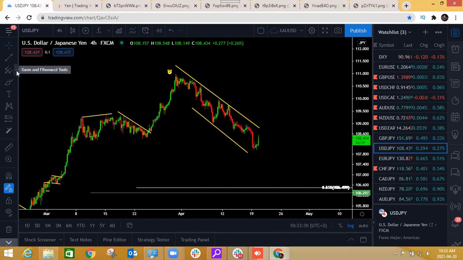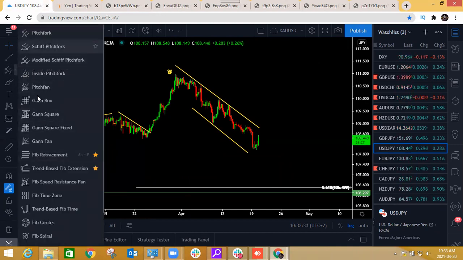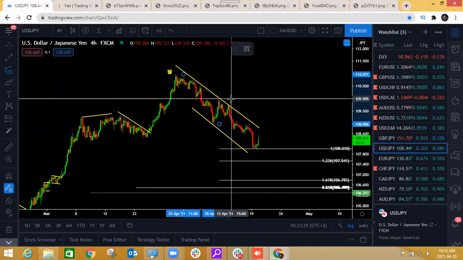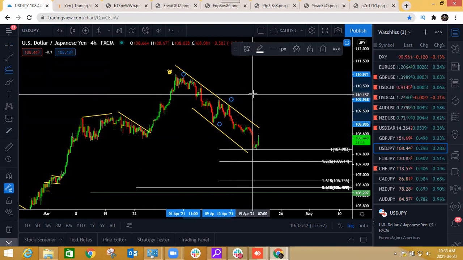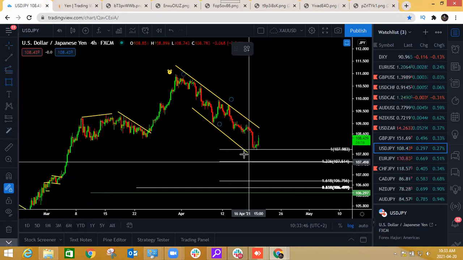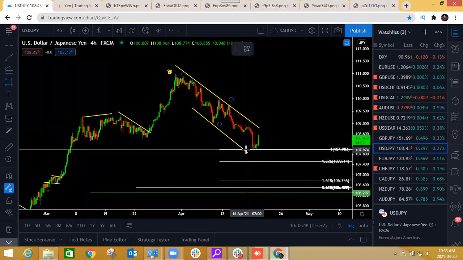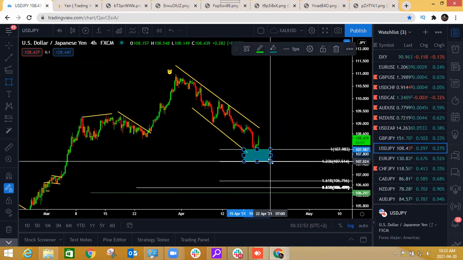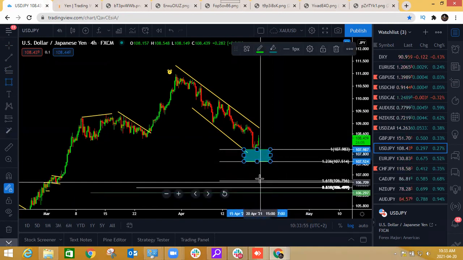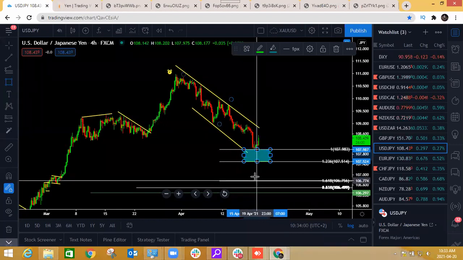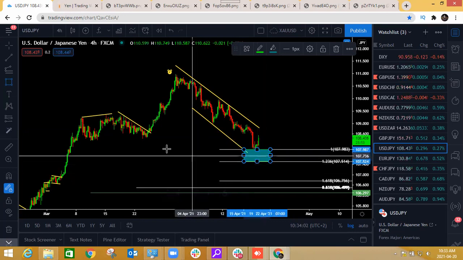Just want to project it again. That's the blue box we projected yesterday. That's 1, 2, and the 3. But I'm not saying that this is ready. If you're taking the trade, your stop loss needs to be at 107, about 100 pips from current levels.